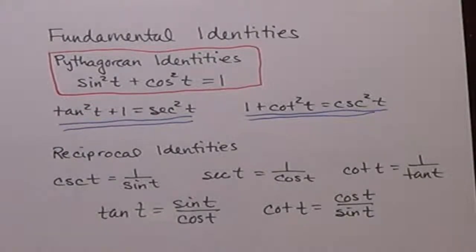Okay. So for the reciprocal identities, like I said, if you know sine and cosine of a trig value, you can find any of the other 6 trig functions.